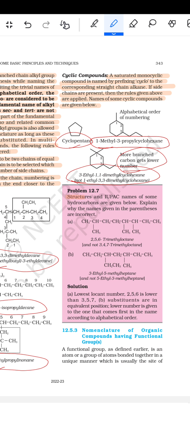उसके बाद structure and the IUPAC names of some hydrocarbons are given below. Explain why the names given in the parentheses are incorrect. तो इसमें आता है 2,5,6 ट्राईमिथाइल ऑक्टेन एंड नॉट 3,4,7 ट्राईमिथाइल ऑक्टेन, फिर इधर 3-ethyl 5-methyl हेप्टेन एंड नॉट 3-ethyl 3-methyl हेप्टेन. तो इसका सॉल्यूशन है कि लोएस्ट लोकेंट रूल, number 256 is lower than 357. Substituents are in the equivalent position. Lower number is given to the one that comes first in the name according to the alphabetical order.